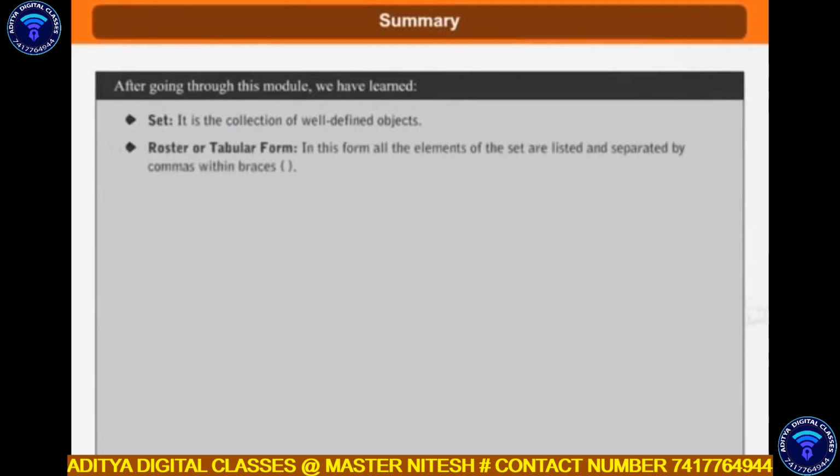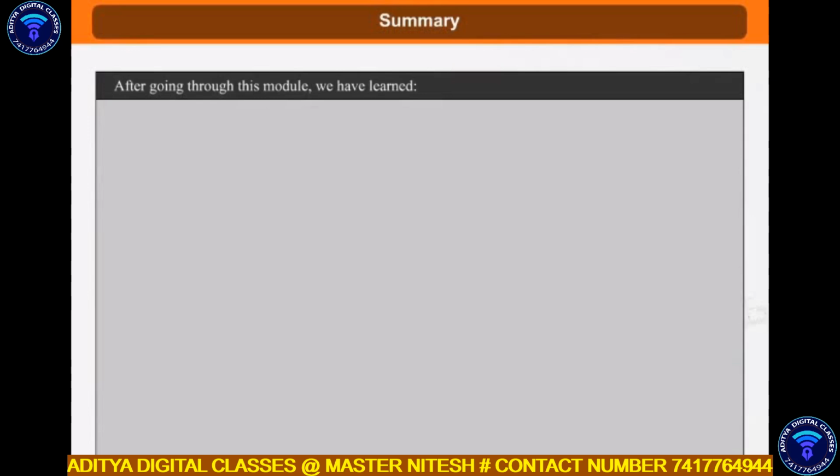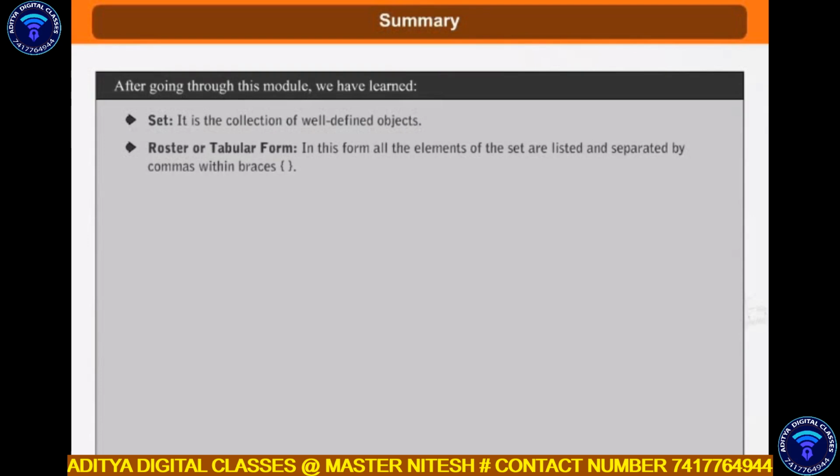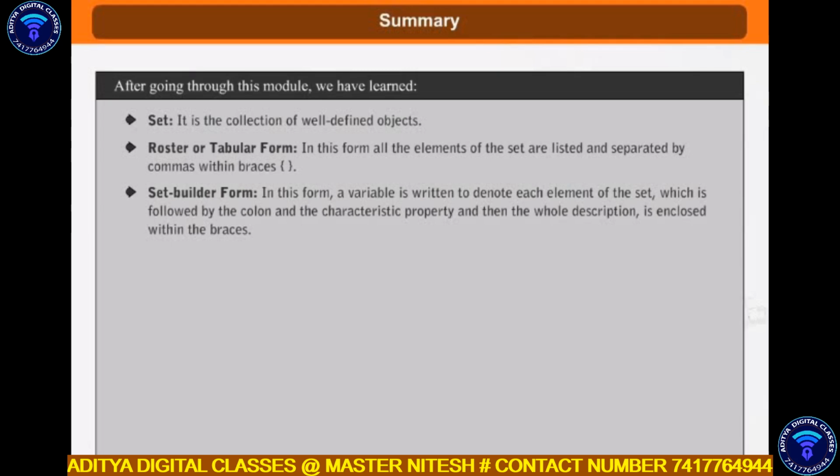After going through this module, we have learned set. It is the collection of well-defined objects. Roster or tabular form. In this form, all the elements of the set are listed and separated by commas within curly braces. Set builder form. In this form, a variable is written to denote each element of the set, which is followed by the colon and the characteristic property, and then the whole description is enclosed within the braces.